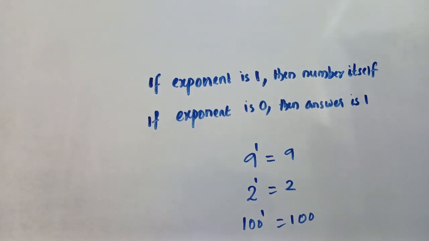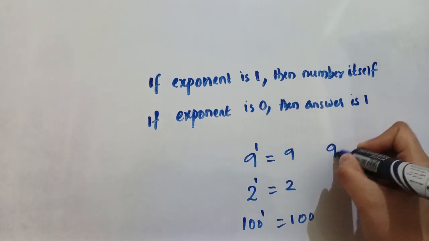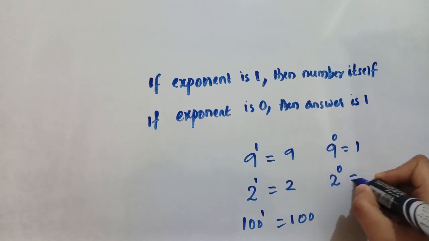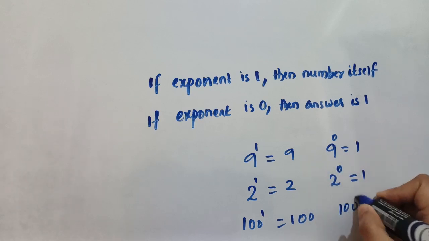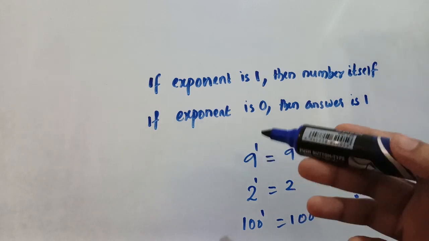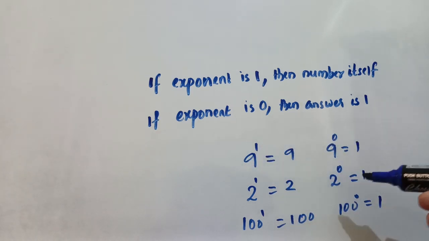Next we have to look, the exponent is 0, then answer is 1. That is, 9 raised to 0 is equal to 1. 2 raised to 0 is equal to 1. 100 raised to 0 is equal to 1. That is, if exponent is 1, the answer is the number itself, and if exponent is 0, the answer is 1.